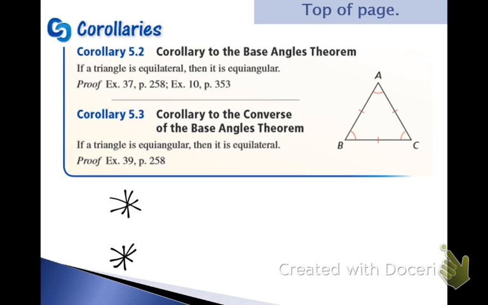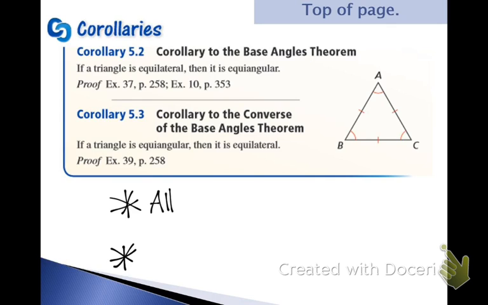Then I'm going to give you two things to write down after and then highlight. So if a triangle is equilateral, it is also equiangular. If a triangle is equiangular, it is also equilateral. They go together. So what you're going to write down, put a little asterisk.